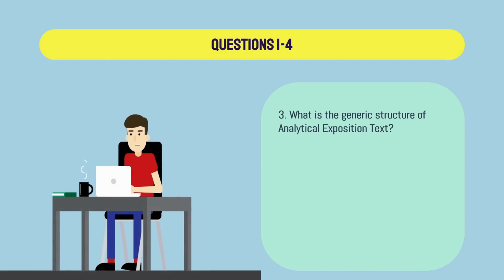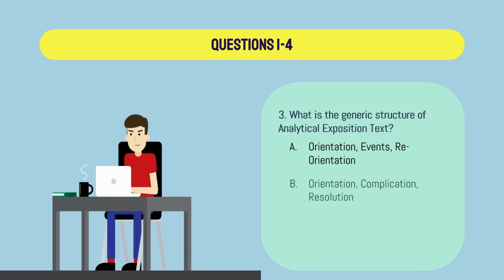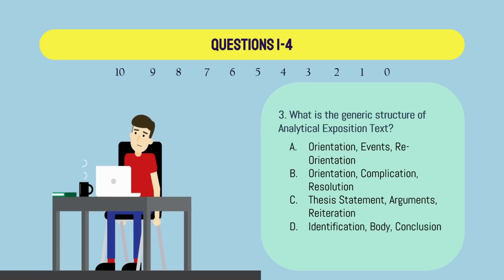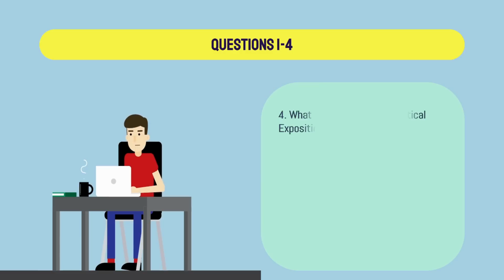Number 3. What is the generic structure of an analytical exposition text? A. Orientation, events, reorientation. B. Orientation, complication, resolution. C. Thesis statement, arguments, reiteration. Or D. Identification, body, or conclusion. Time's up. The answer is C. Thesis statement, arguments, reiteration.